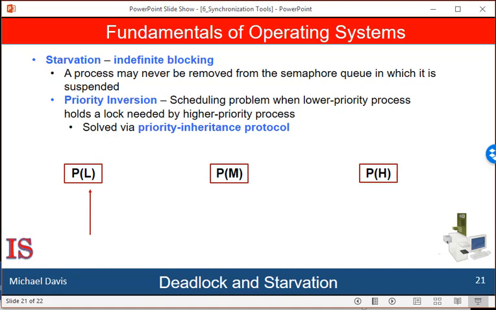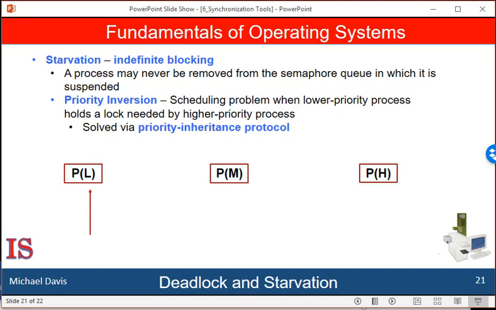Typically, priority inversion is avoided by implementing a priority inheritance protocol. According to this protocol, all processes that are accessing resources needed by a higher priority process inherit the higher priority until they are finished with the resources in question. When they are finished, their priorities revert to their original values.